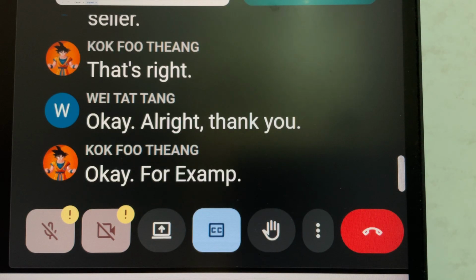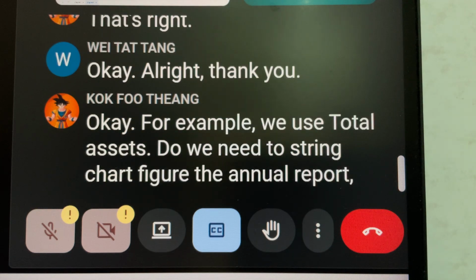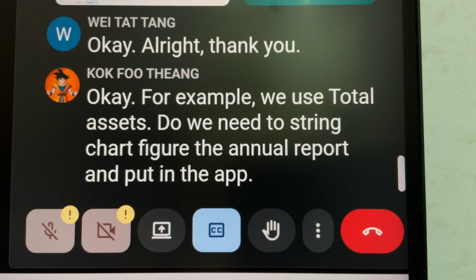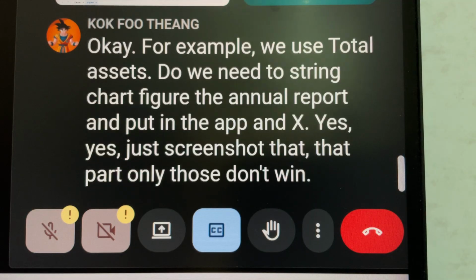For example, we use total assets. Do we need to screenshot the figure from the annual report and put it in the appendix? Yes. Just screenshot that part only. Don't include the whole annual report.